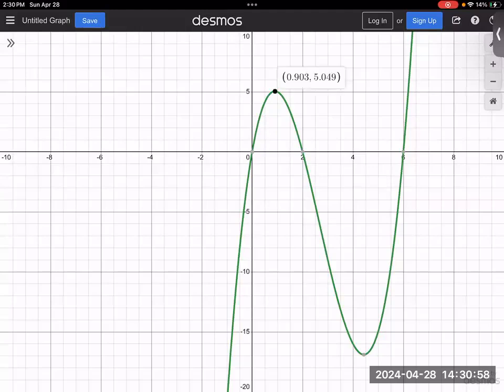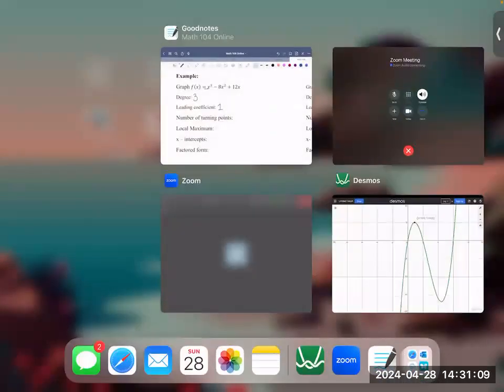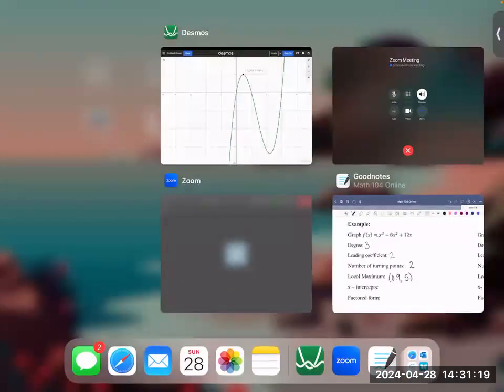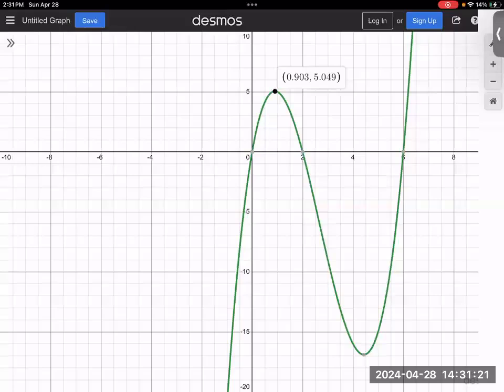Well, you have a local max at 0.9 and let's just say 5. So number of turning points, 2. Your local maximum we said was 5 and 0.9, I believe. And let's try to find your local minimum. So here we have 4.4 and -17.